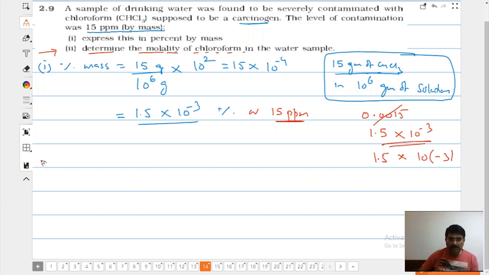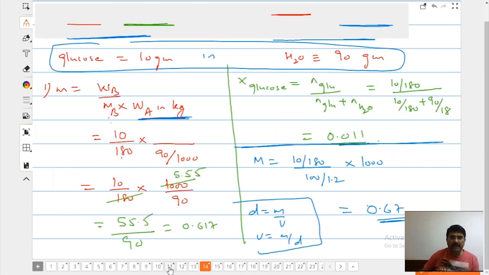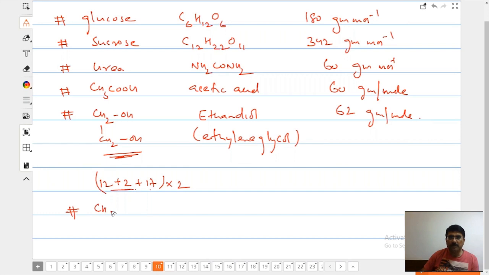The purpose of revising the formulas with you is that when the time comes, we are so perfect that our mind can imagine them. What's the formula? Molality is W by M into the weight of solvent. W is the weight of chloroform. Add one more molecule in our dictionary, that is known as chloroform.